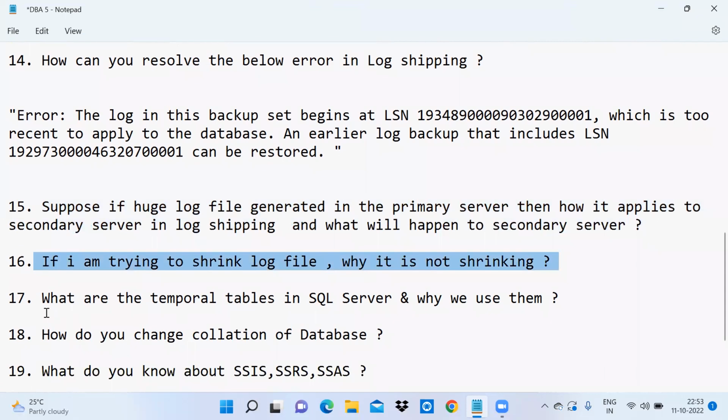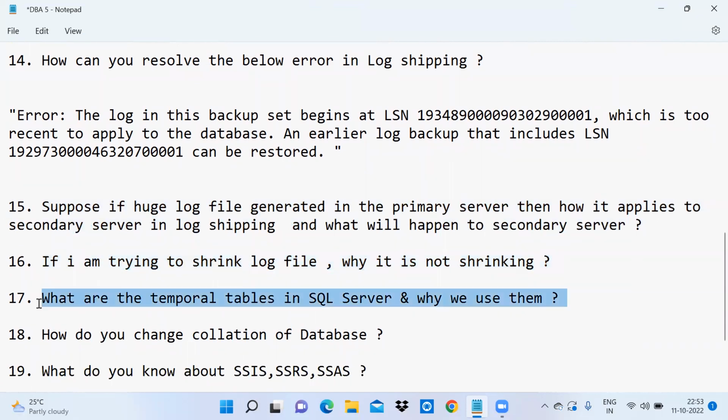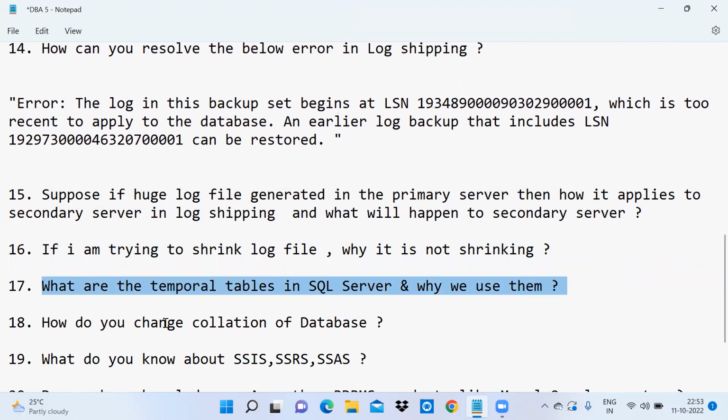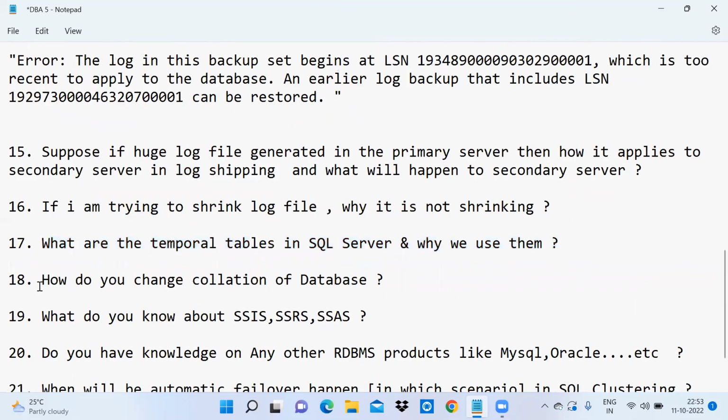So this is the question. Next question is, what are the temporal tables in SQL Server and why we use them? And how do you change collation of database? Okay, next one.